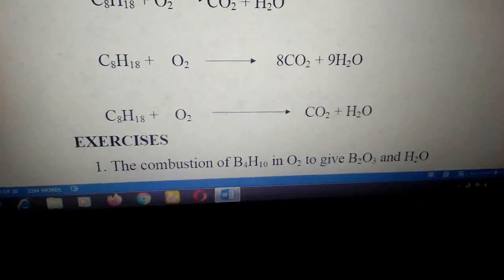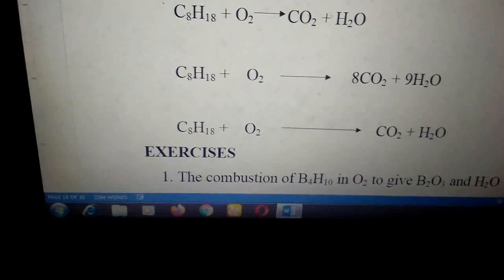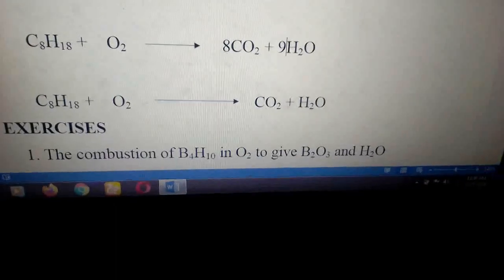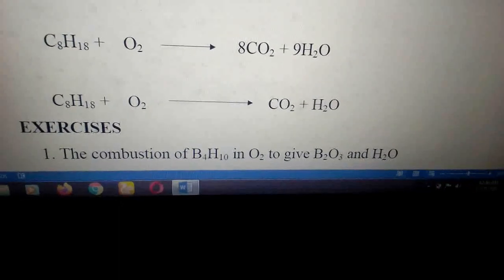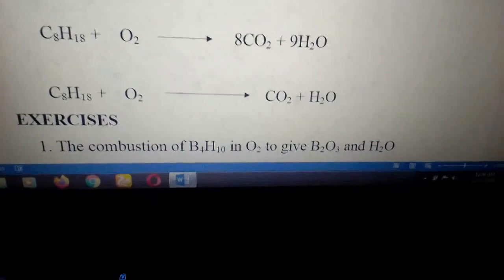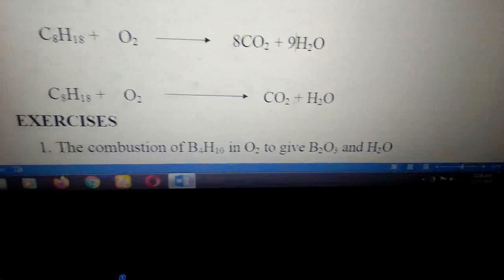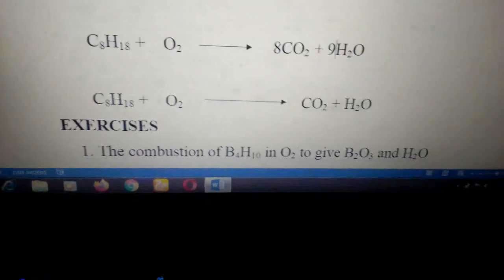So I balance carbon, 8 on both sides. I balance hydrogen, 18 on both sides. Remaining is oxygen. Oxygen is 2 on the left hand side. But on the product side, oxygen in CO2, 8 times 2 is 16. And then in water, 9 times 1 is 9. So 16 plus 9 will give us 25. And what's remaining to be balanced is only oxygen. We have balanced every other atom.